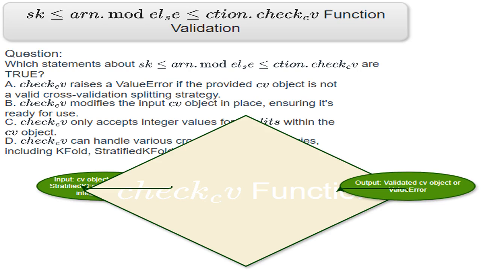This line explains the possible outputs of "check_cv". Either it will return a validated version of the input "cv" object, confirming that it's a valid splitting strategy, or a "value error" if the input is invalid.